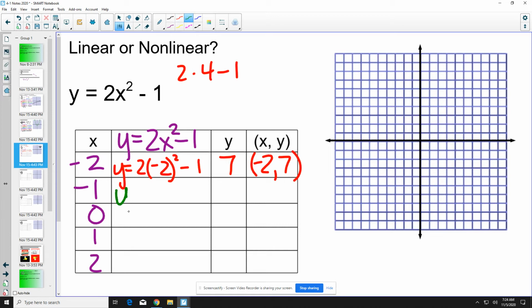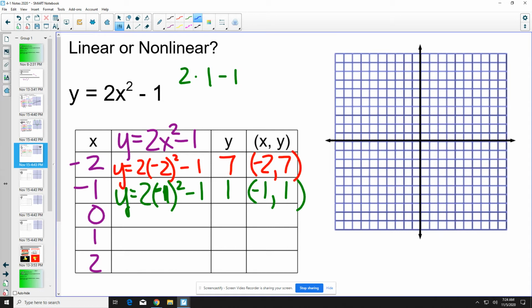Okay, next we're going to put in -1 for x. So see how I have 2 and then -1 in parentheses to the second minus 1. Write this in your table. So -1 squared would be a -1 times -1. And -1 times -1 is 1. Good. So guys, we would have a 2 times 1 minus 1. 2 times 1 is 2. 2 take away 1 is 1. So this would be the point -1, 1. Because my x is -1, my y is 1.